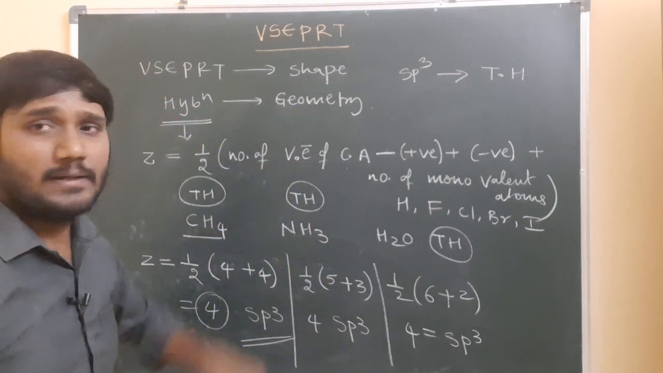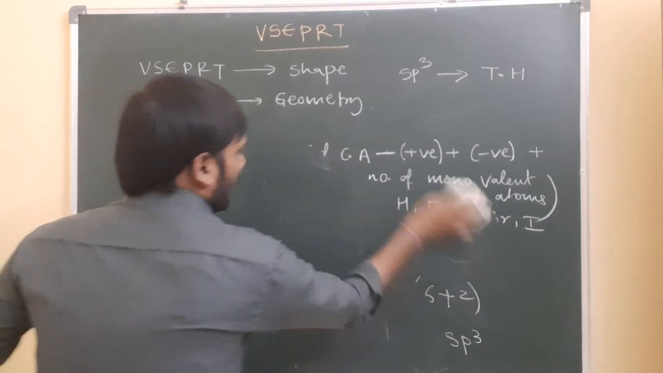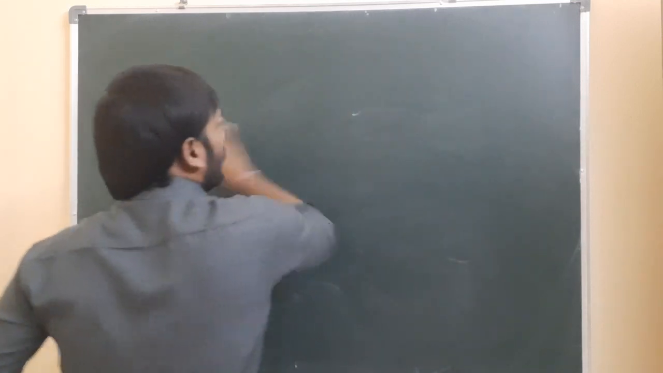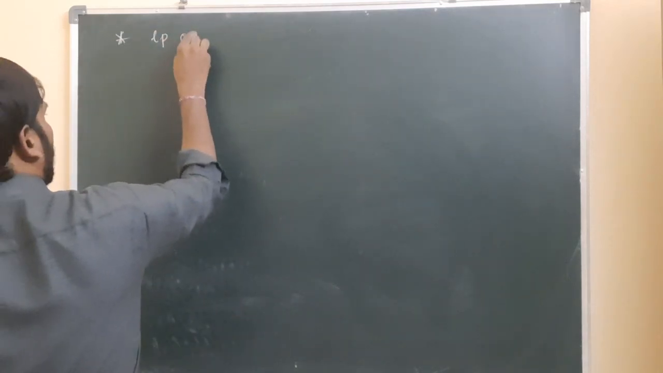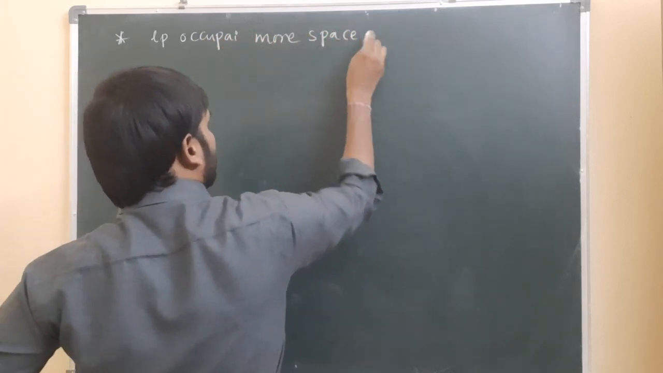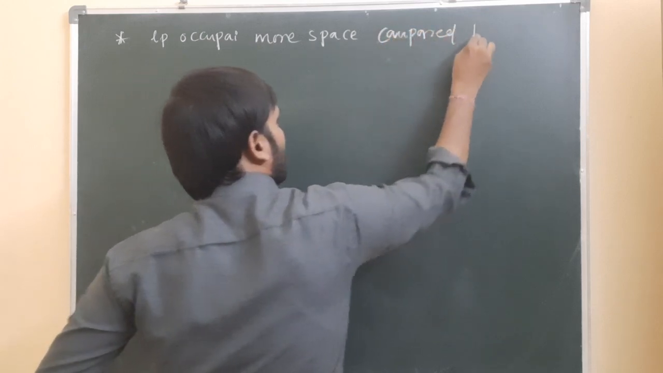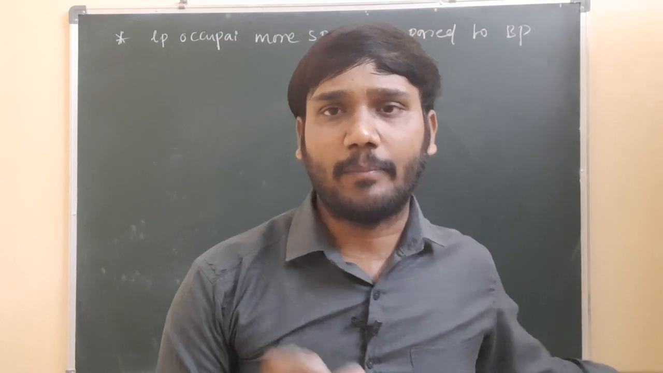Next we are going to discuss the shape of the molecule. How can you determine the shape of the molecule? According to valence shell electron pair repulsion theory, if a molecule's central atom has lone pairs, the lone pairs occupy more space compared to bond pairs. According to VSEPR theory, lone pairs occupy more space compared to bond pairs.